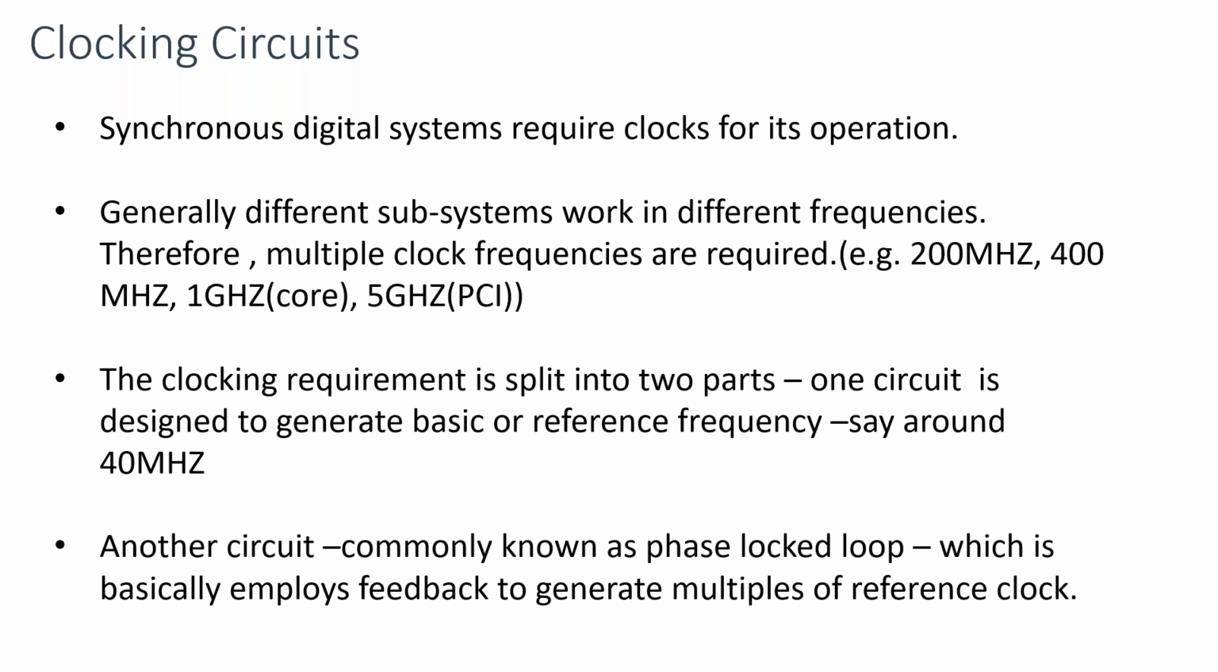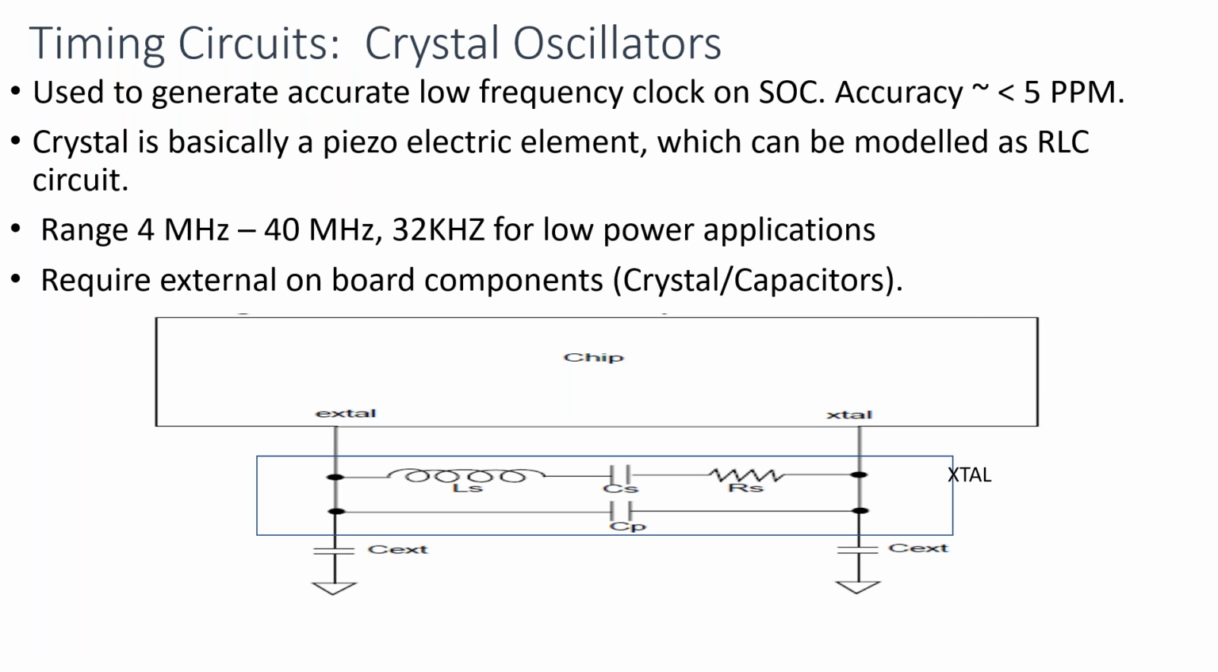Typically, we split this requirement into two parts. One circuit is designed to generate a basic or reference frequency, let's say 40 or 20 megahertz, but an accurate reference signal. And another circuit, which we call a phase lock loop, is used to multiply this clock for various subsystems. One of the very commonly used circuits is the crystal oscillator. Crystals are basically quartz piezoelectric elements, devices which are normally put off chip.